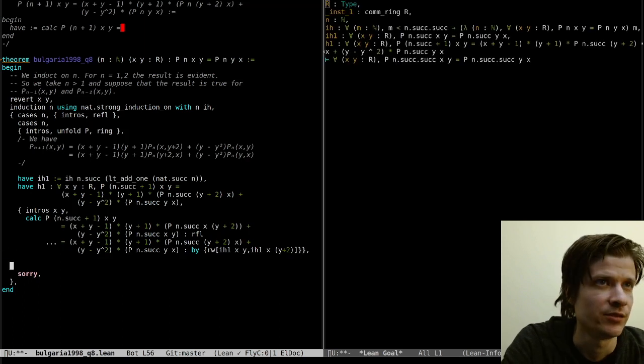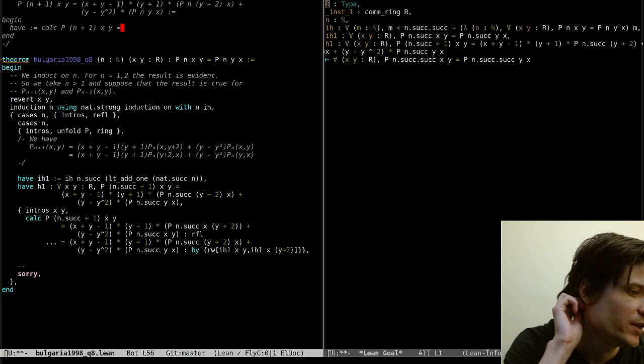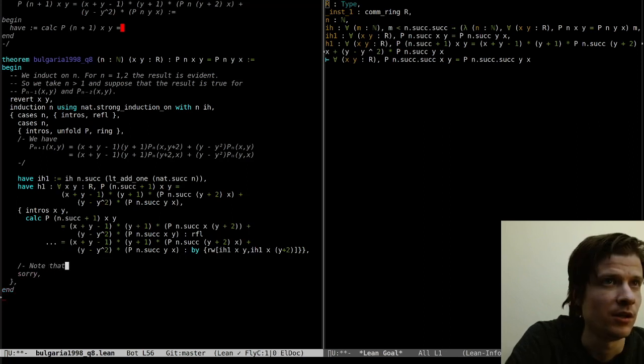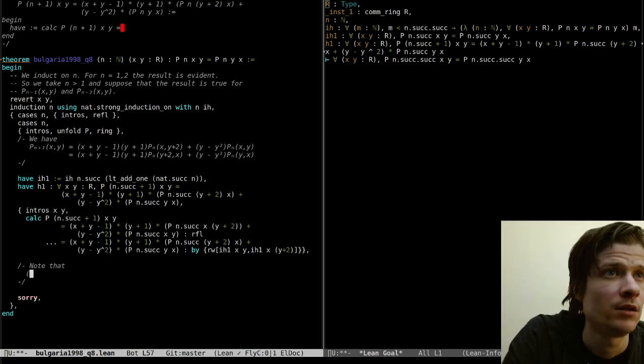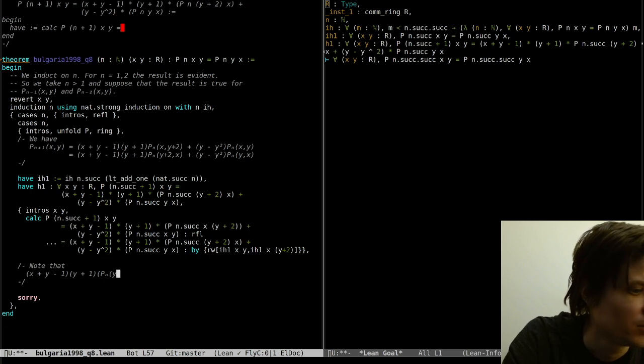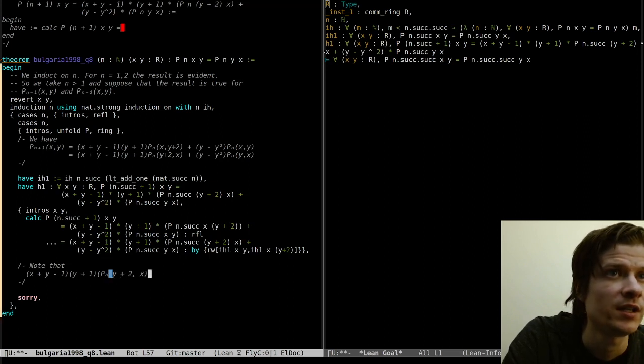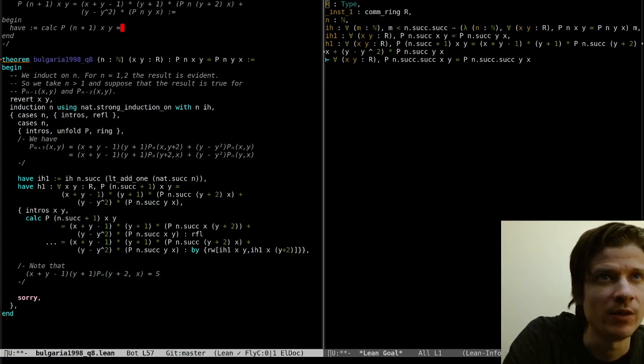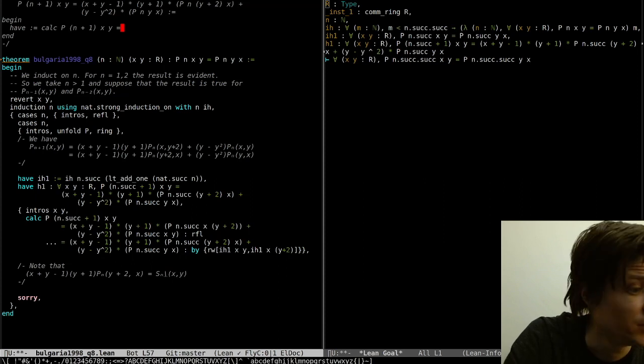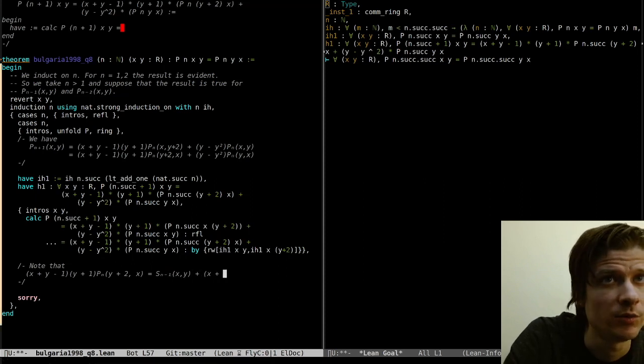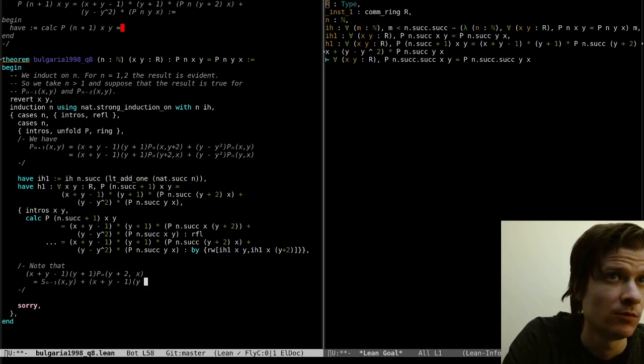Let's transcribe some more of the informal stuff. Note that, okay, this is going to require us to define a little helper function. Note that x plus y minus 1, y plus 1 times p even y plus 2x. This s of n is something we haven't defined yet. S of n, x, y, actually n minus 1. Y plus x plus y minus 1, y plus 1.